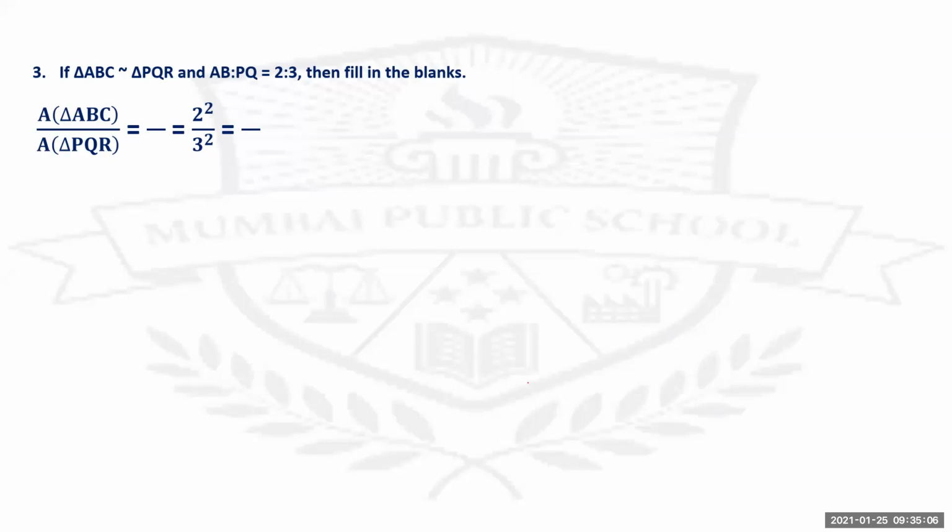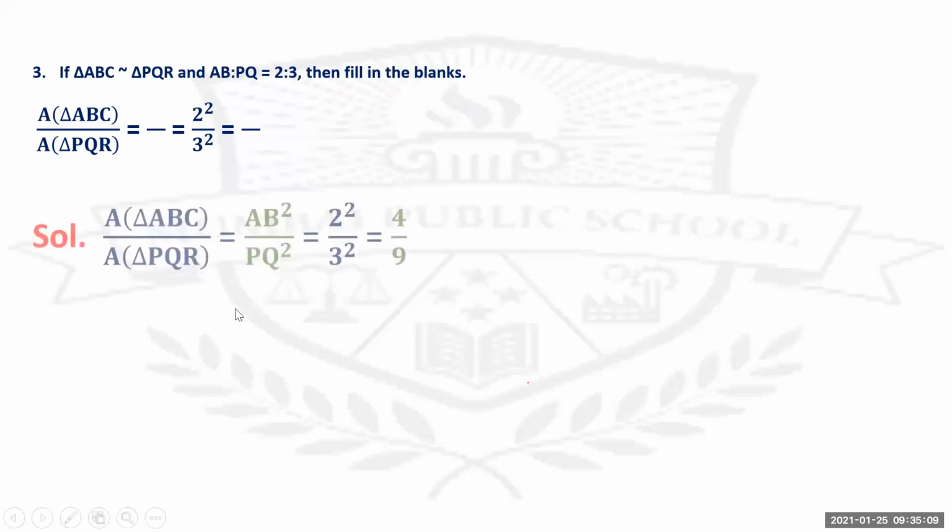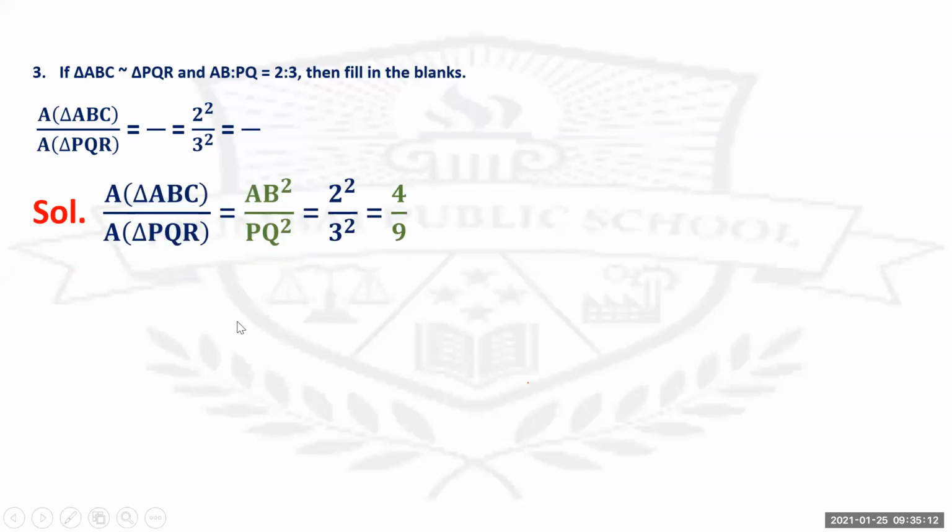Now, when you have to write the solution for this, see, 2 upon 3, so that is 2 square, 3 square. You'll get it from the question only. See, all these blanks are interlinked. 2 upon 3 is AB upon PQ, so here it should be AB square upon PQ square. Is this clear? In the next blank, you have to remove the square: 2 square is 4, 3 square is 9. So in the first two blanks, AB square upon PQ square, and in the next two blanks, 4 upon 9. Is this clear? So this kind of question you could get as an activity question.